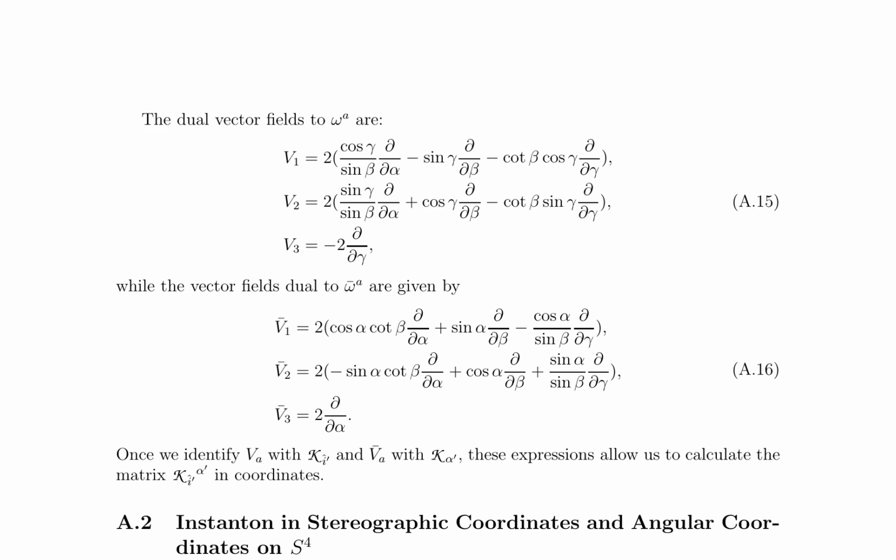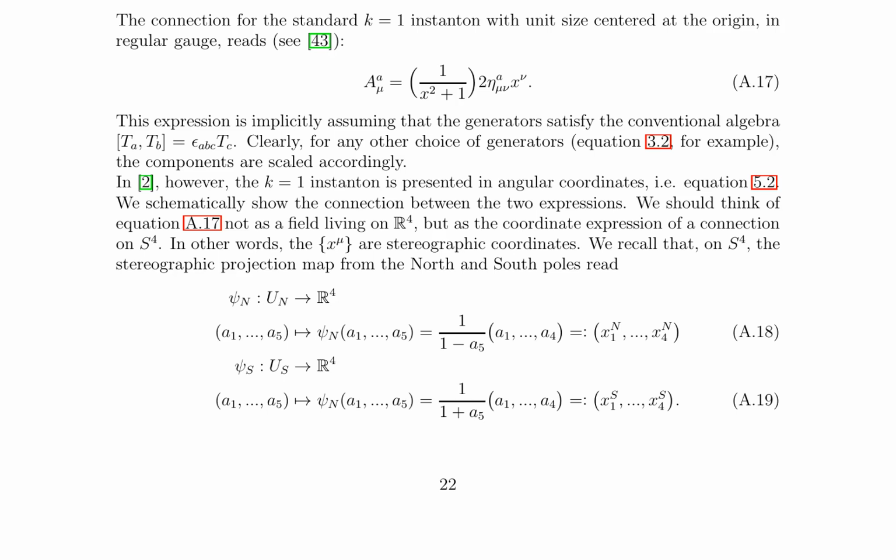The paper discusses the dual vector fields to the curvature 2-forms omega A and omega A, which are essential in understanding the geometry of the instanton moduli space. The dual vector fields V1, V2, and V3 for omega A are given by equations A.15, while the dual vector fields V1, V2, and V3 for the other form are presented in equation A.16. These expressions allow for the calculation of the matrix alpha in coordinates, connecting the two sets of vector fields.